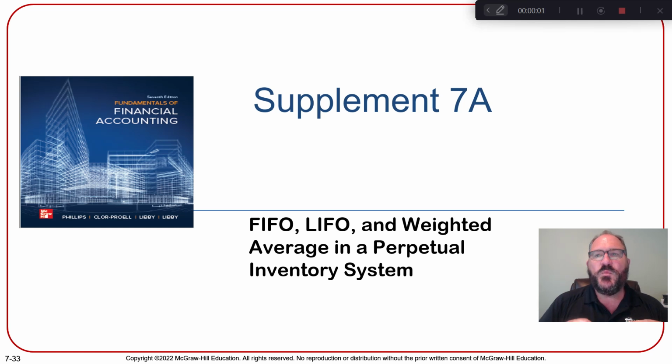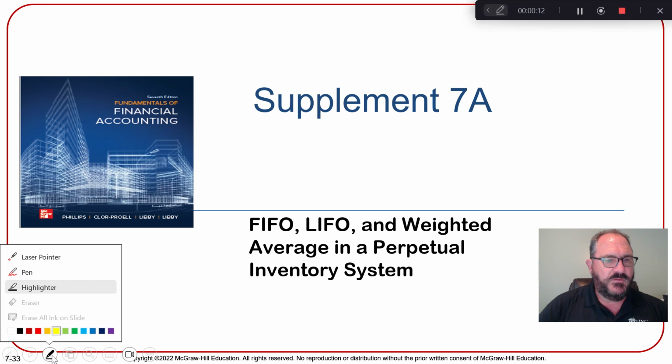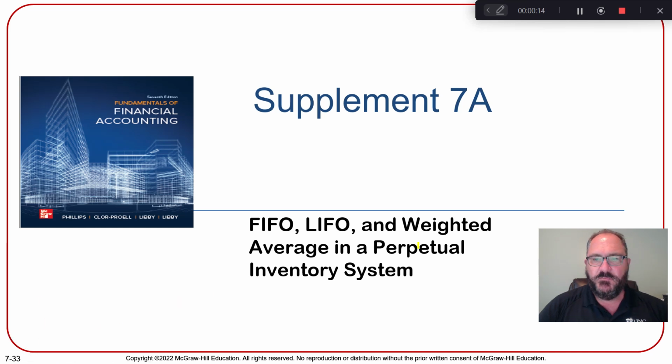Hi folks, we got one little piece of chapter 7 left to finish, and then we're going to move over into the homework problems. But anyway, here we're going to take a look at FIFO, LIFO, and all that, but in a perpetual system. Okay, so basically show you the difference between the two.